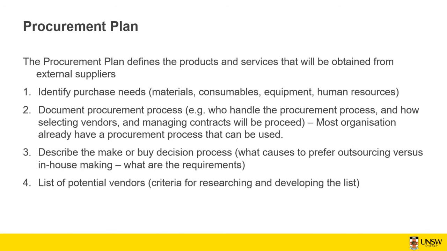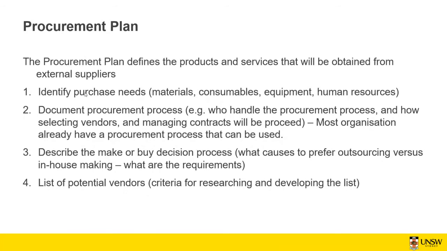So the next thing that we need to discuss is the procurement plan. The procurement plan defines the products and services that will be obtained from external suppliers. Sometimes you already have the products, or your current staff can provide you with what you want, but sometimes you need to outsource from people outside your company, or get the products from someone else. So there is a four-step process that you need to follow.